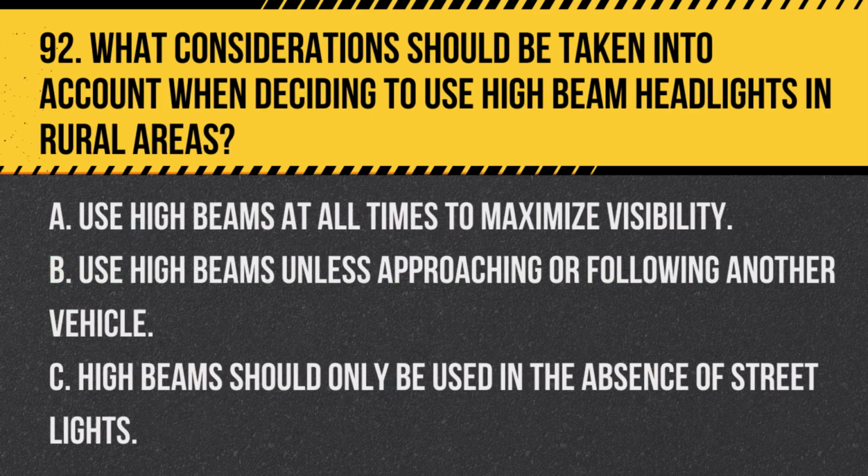Question 92. What considerations should be taken into account when deciding to use high beam headlights in rural areas? A. Use high beams at all times to maximize visibility. B. Use high beams unless approaching or following another vehicle. C. High beams should only be used in the absence of streetlights. Answer: B. Use high beams unless approaching or following another vehicle. This maximizes visibility while preventing blinding other drivers.